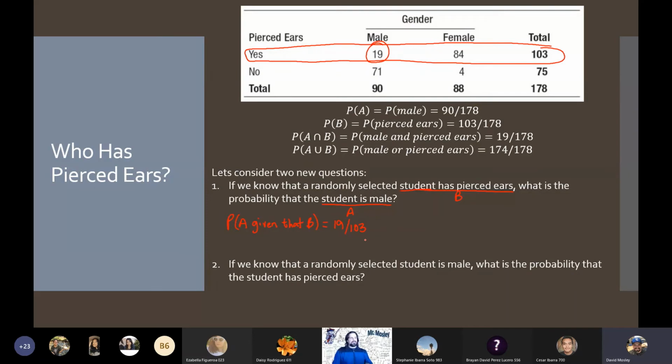Right? It's not just asking the probability of A and B, the probability the student has pierced ears and is male. It's narrowing down our focus and saying, okay, what if I already know that the ears are pierced? What's the probability the student is male? Right? We're looking at a smaller, more focused chunk of students. So that's why we're not out of 178 anymore. We're only out of 103.